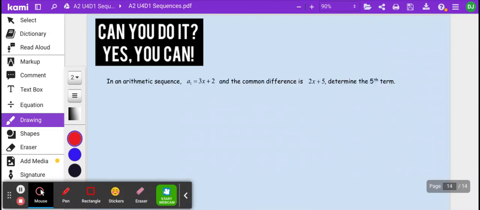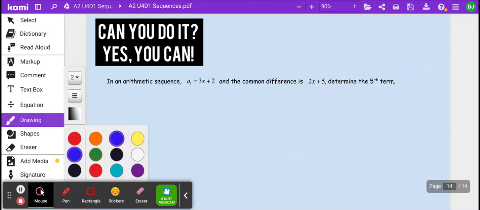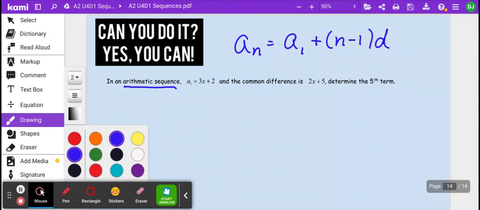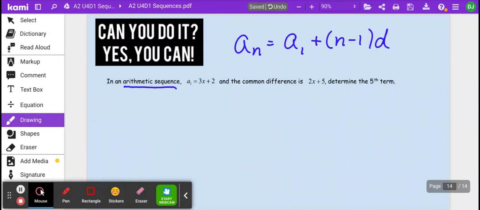So if you take a look at this example, what are some important things to look at? Well, it's an arithmetic sequence, so I've gone to my reference sheet and I'm pulling the first term plus n minus 1 times the common difference. Now, what makes this problem a little bit more challenging? Well, they're giving you the first term, but look, it's an algebraic expression. They're giving you the common difference, but it's an algebraic expression. And they want you to determine the fifth term.